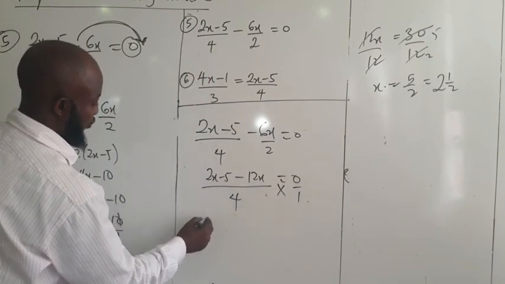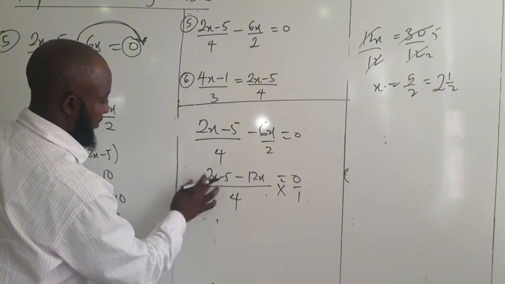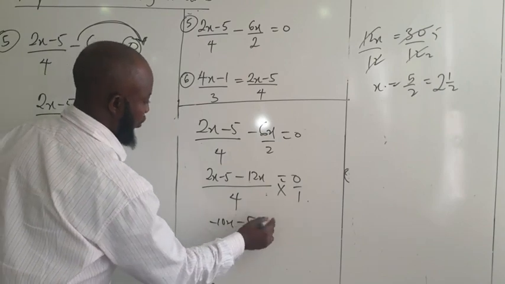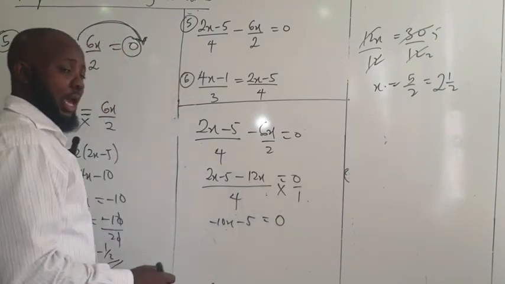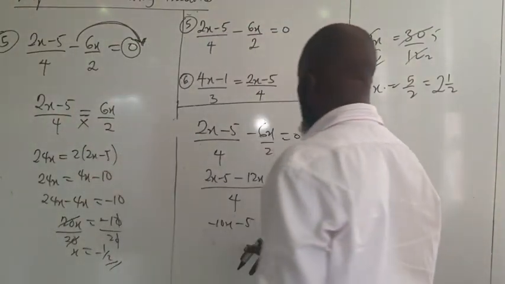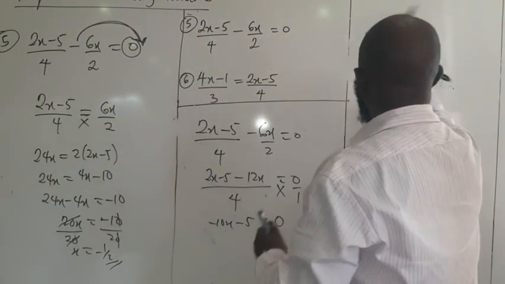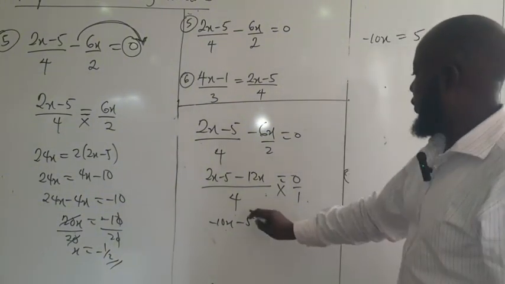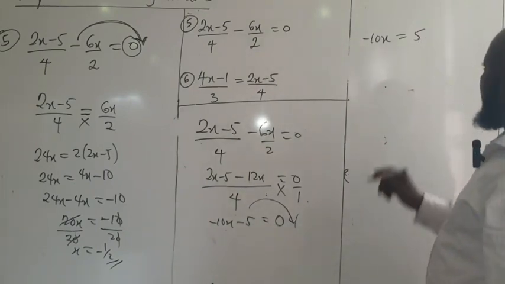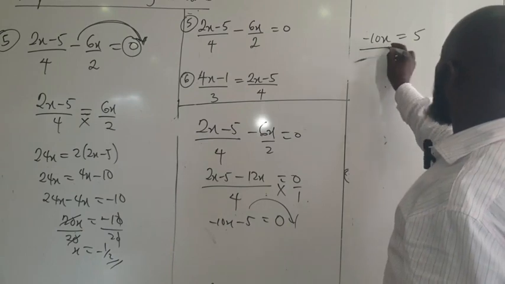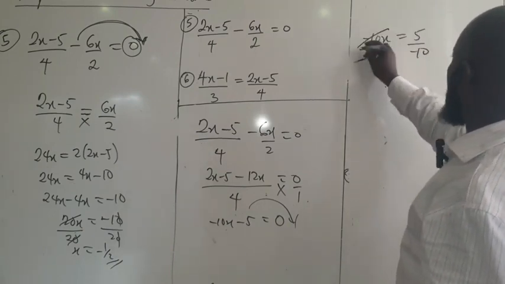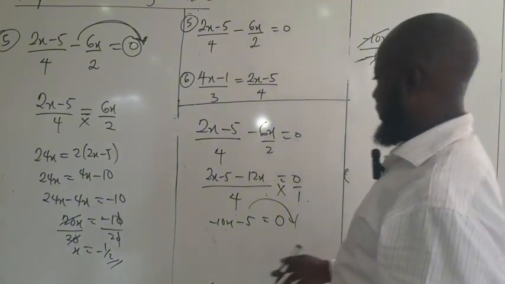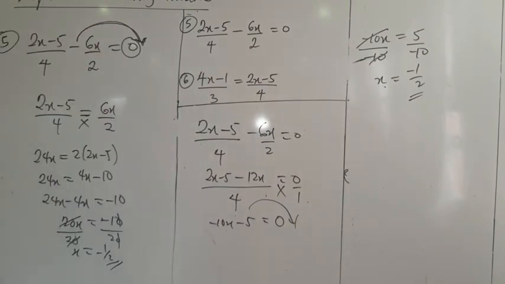So you have 2x minus 12x. That gives us minus 10x minus 5 equals 4 times 0, which is 0. I hope I'm making sense. So what we're going to do now, we collect like terms. When you collect like terms, you're going to have minus 10x equals 5. This is coming here, it becomes plus. So that is minus 10. We divide both sides by minus 10. This cancels this. Then x equals minus 1 all over 2. You see the same thing with this. I hope this is clear.